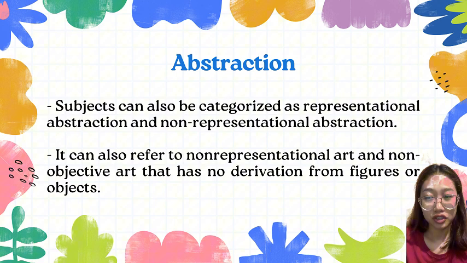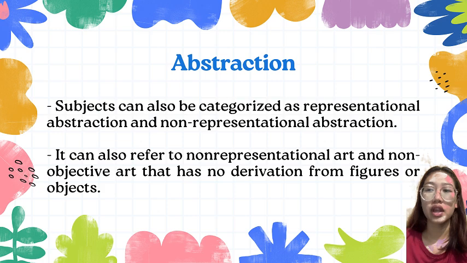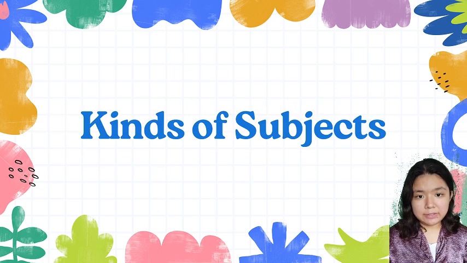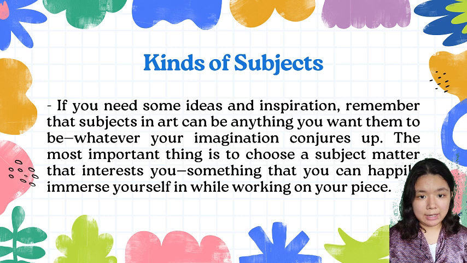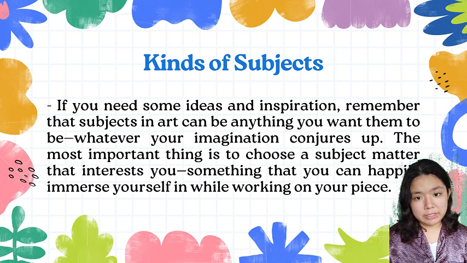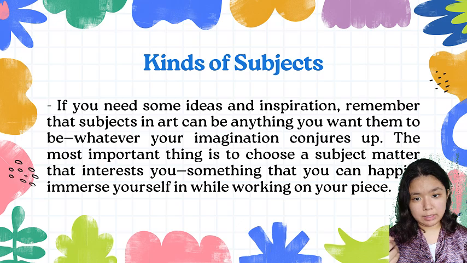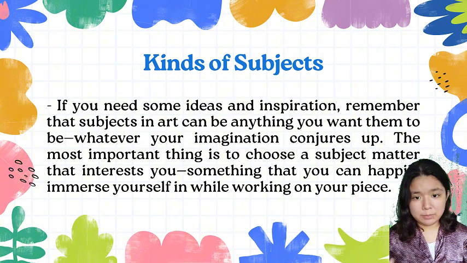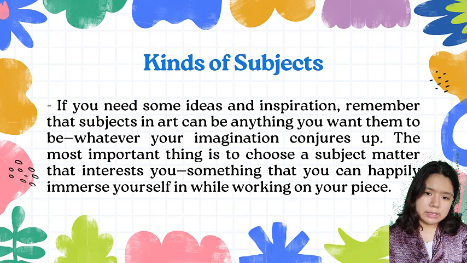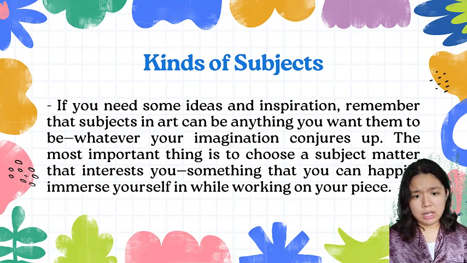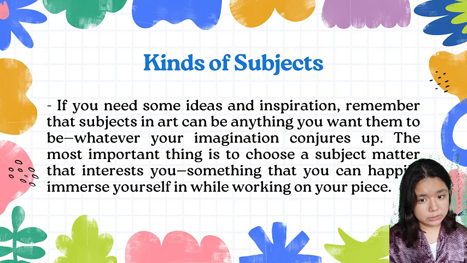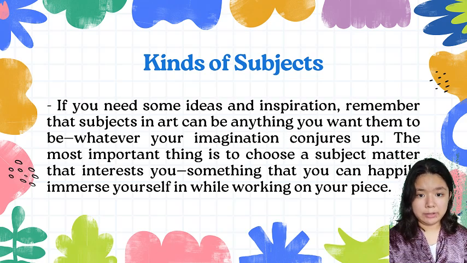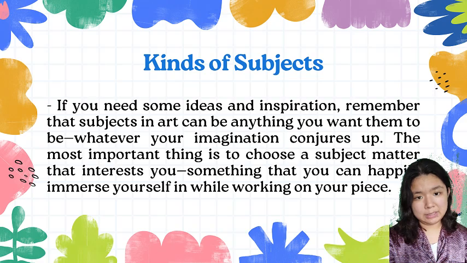This type of abstraction focuses purely on the visual elements like lines, colors, and textures without referencing the real world. Kinds of subjects is an idea and inspiration for the subjects in art. It can be anything you want them to be, whatever your imagination conjures up. The most important thing is to choose a subject matter that interests you, something that you can happily immerse yourself in while working on your piece.